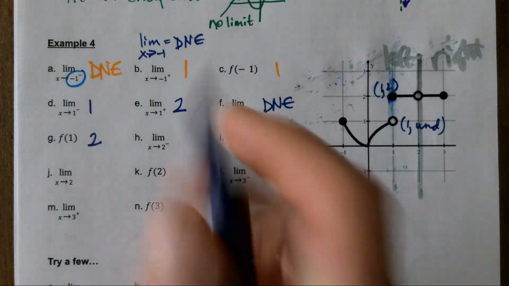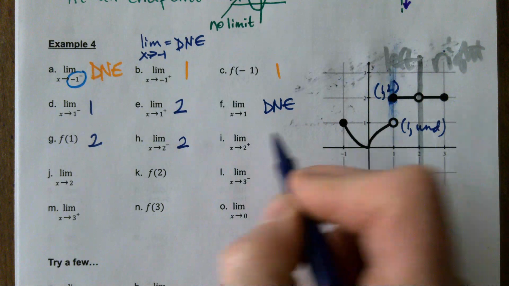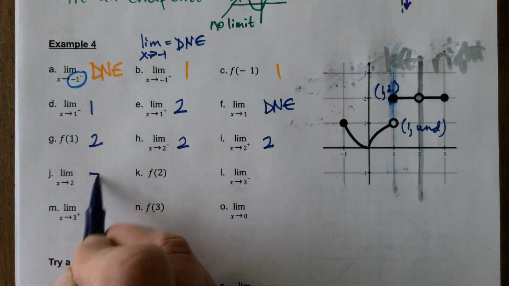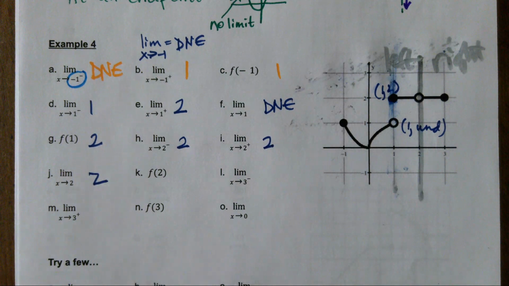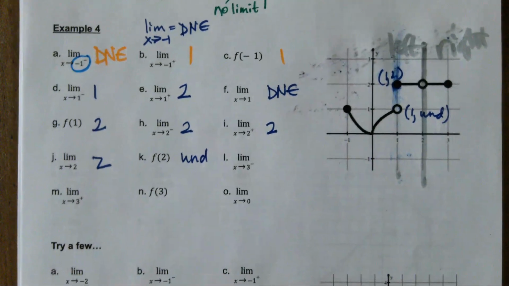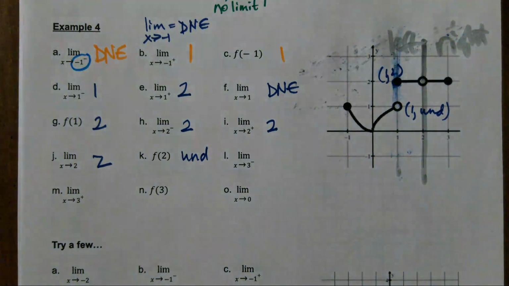So from the left it's going to 2. From the right it's going to 2. Therefore my limit is 2. As long as those are the same, I have a limit. That's the definition of a limit, that it has to go to the same place from the left and from the right. But what is the value at 2? It's undefined. It does not exist. There is a hole there. There is no value. There's no limit.